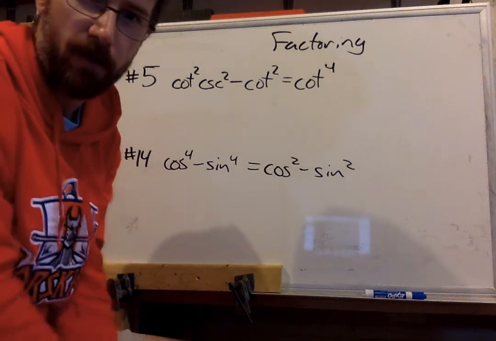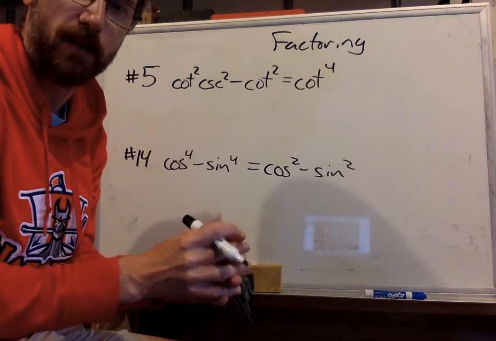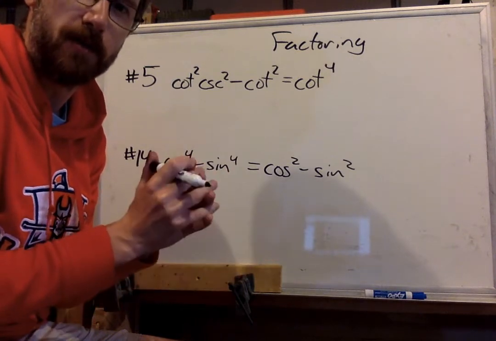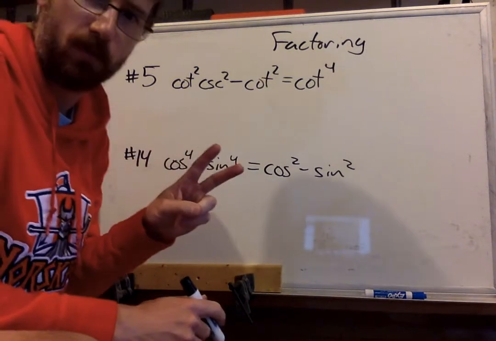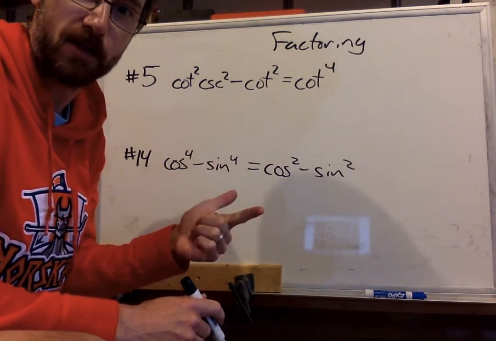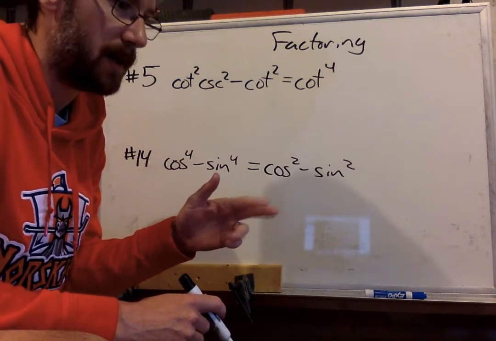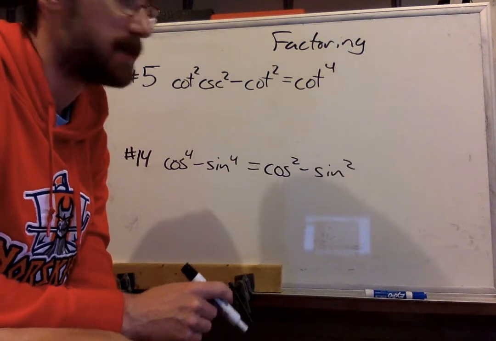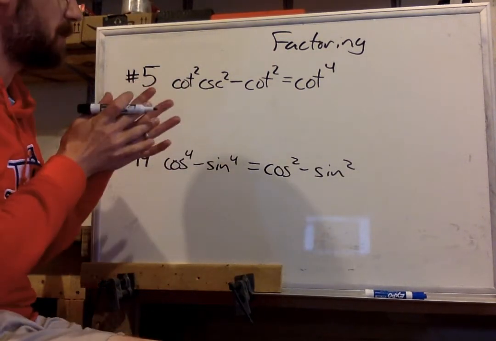Hey guys, quick video about recognizing when you can factor and when you maybe should factor when verifying trig identities. So two types of factoring we're mostly going to do: GCF and difference of squares. There is some sum and difference type factoring, but for the most part it's going to be these two. So number 5 from the book assignment.